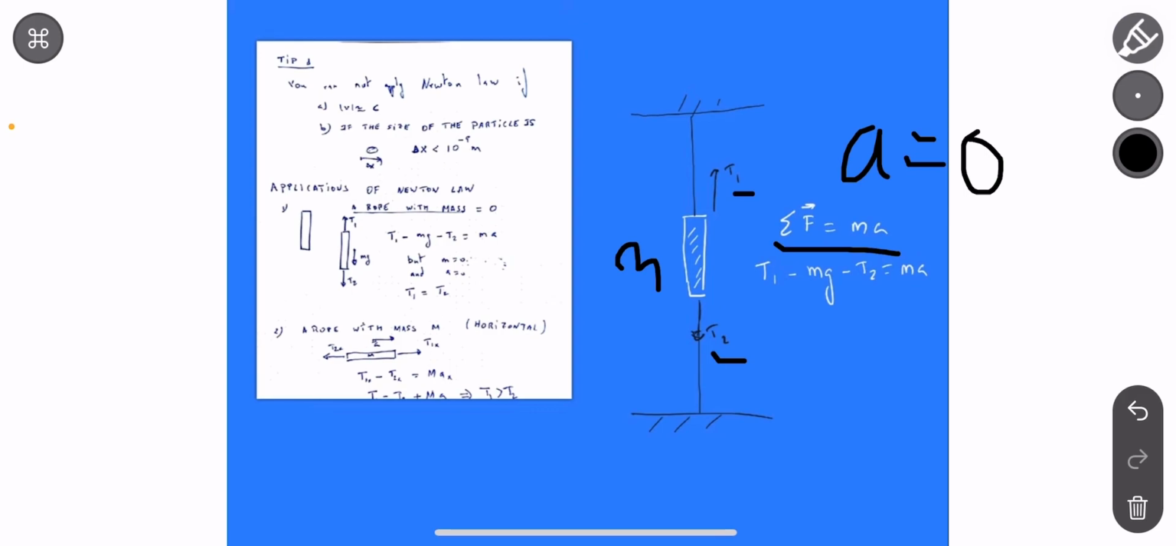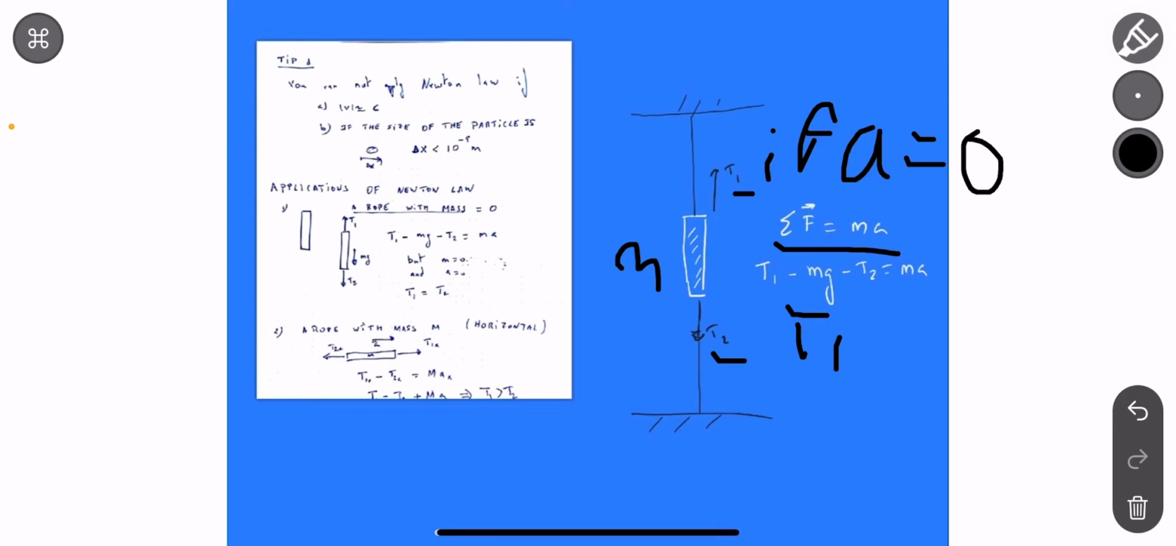Now, since we have the equation here of T1 minus mg minus T2 equals ma, we can figure out that if the mass acceleration is zero, if a is zero, we could reconfigure the equation. No, I'm sorry, not T1 minus zero. It's T1 minus mg minus T2 equals zero.